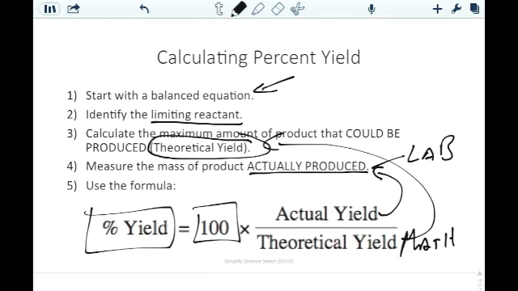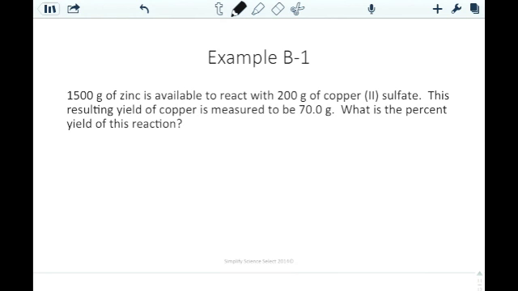So let's go ahead and jump into an example. It says, example B1, 1,500 grams of zinc is available to react with 200 grams of copper 2 sulfate. The resulting yield of copper is measured to be 70 grams, so this is what we actually measure. What is the percent yield of the reaction? So remember, we have our actual, because it says the resulting yield of copper is measured to be, so that's what we actually have. That's our actual yield. The only thing we need is our theoretical yield.